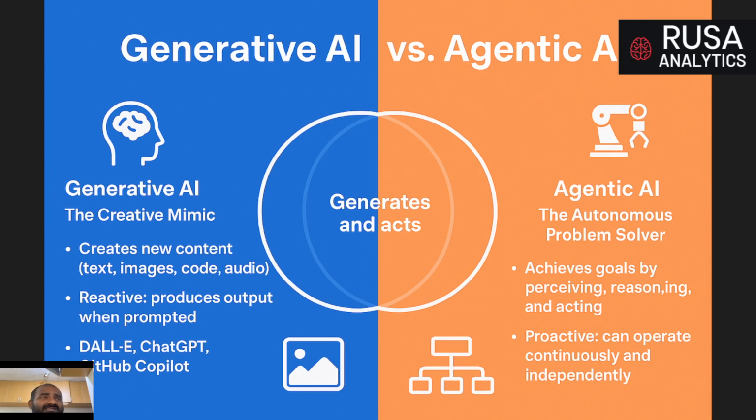Basically, what a generative AI does is it is like a creative mimic. Like you go to some tool like ChatGPT, you put in a text like, I want this photo, I want a draft of the document, I want an email format or something like that, which will create new content, for example a text, an image, a code, or an audio. Whatever you ask, it gives you an answer. So this is what basically a generative AI does.